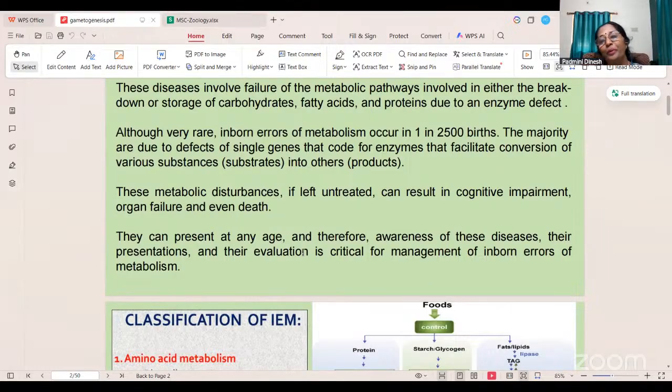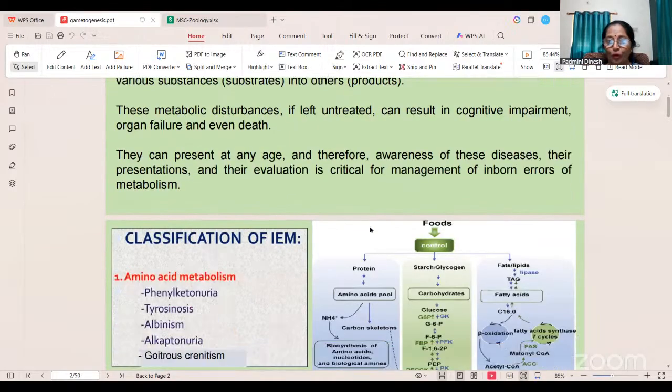Now, inborn errors of metabolism can also be identified by some tests. A neonatal test is done. I'll be discussing this topic at the end. A neonatal test can be done to find out if there are any inborn errors of metabolism in the growth of the fetus in the womb.